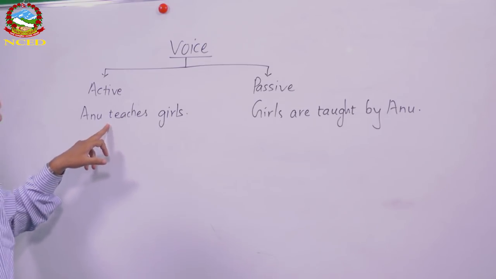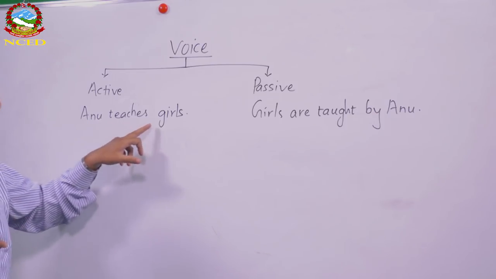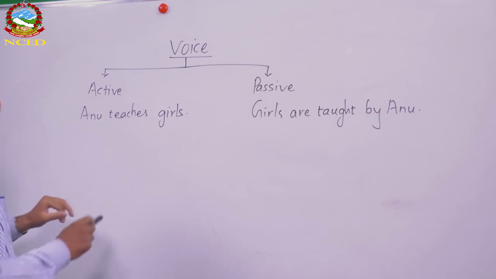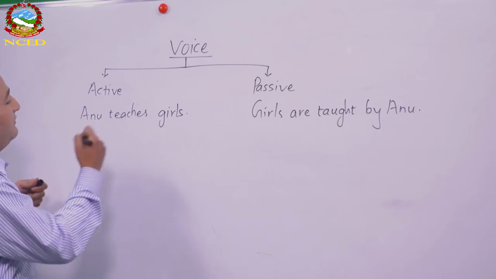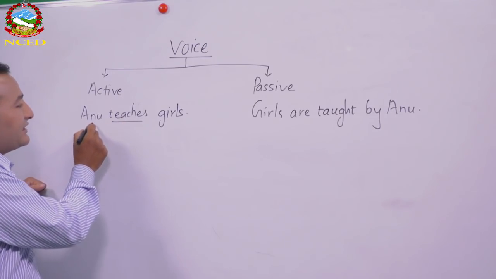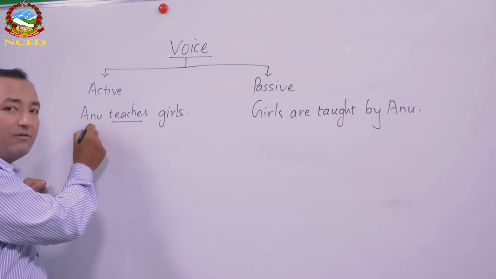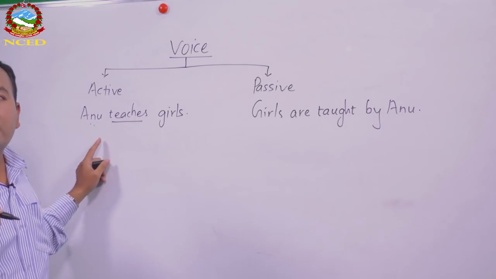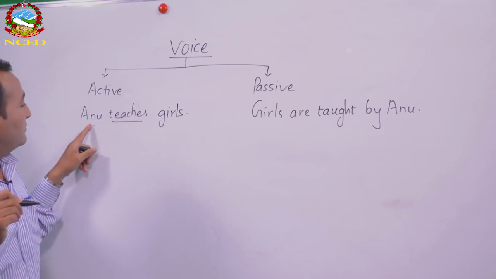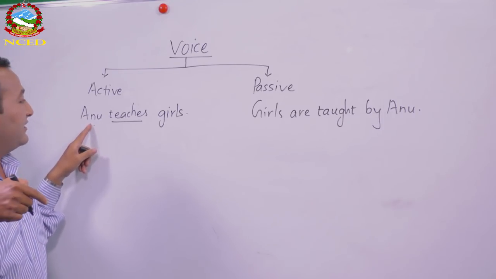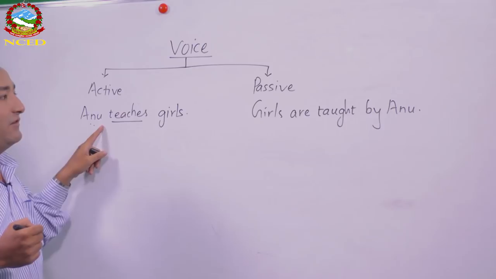In the first example, Anu teaches girls. Here, teaches is the verb. So, who teaches? It is Anu. Anu teaches girls. It means Anu is the performer, Anu is the doer, Anu is the actor. So, Anu is active in this sentence, and that's why it is active voice.